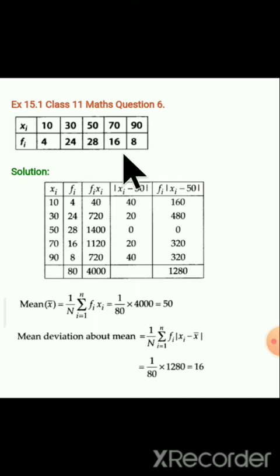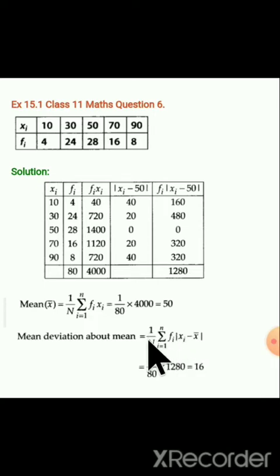So to find out that one, you have to consider this table first. Before that, write down the formula. You will get the necessary values. So mean equal to 1 by n into summation of fi into xi. Means we need the sum of frequencies and the product of the xi and fi. Next, mean deviation about mean is 1 by n into summation of fi into |xi minus x bar|. So we have to multiply frequencies into |xi minus x bar|.